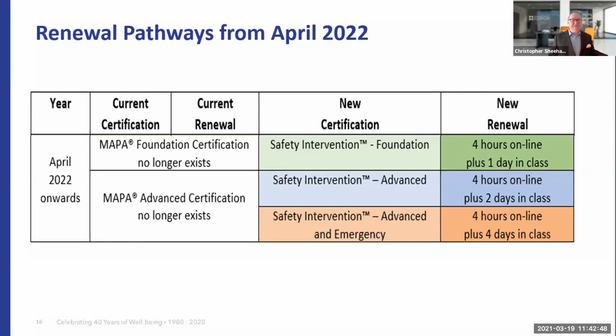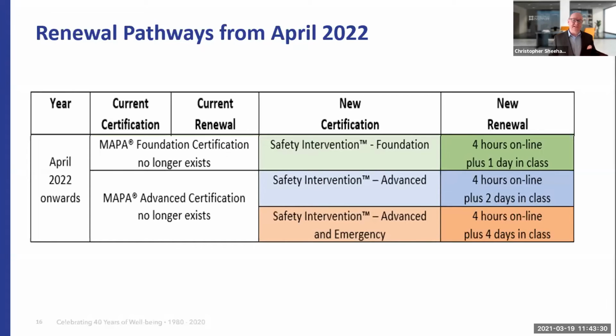In 2022, if your training needs analysis indicates that your organization no longer needs the emergency content of the Advanced and Emergency license, then you can drop your certification to Safety Interventions Advanced. By doing so, you also decrease the length of your renewal from 2022 onwards. So from 2022 onwards, Safety Intervention Advanced Instructor Renewal will be 4 hours of online content with only 2 days in class.